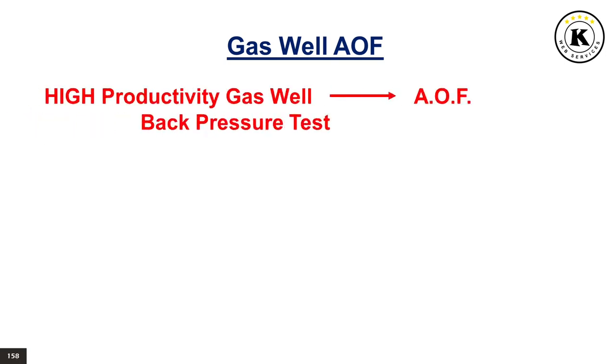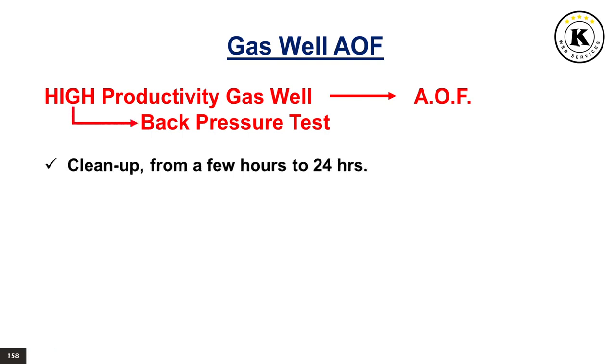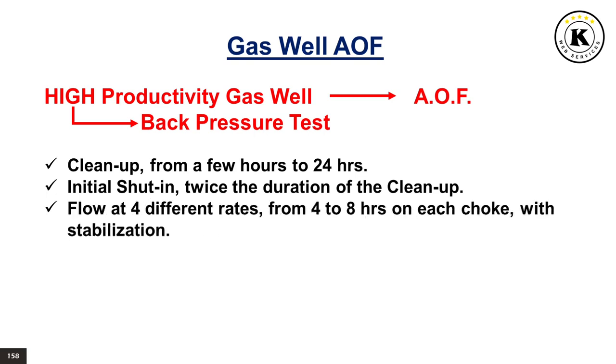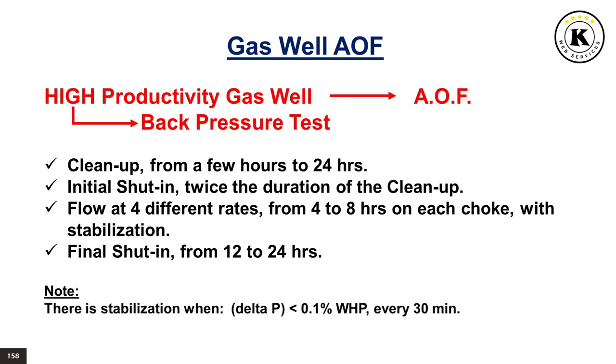For a high productivity gas well, we normally perform back pressure test. A cleanup, from few hours up to 24 hours. An initial shut-in period, twice the duration of the cleanup period. A main flow period at 4 different rates, from 4 to 8 hours on each choke, with stabilization. A final shut-in period, from 12 to 24 hours. Note: there is stabilization when delta P is less than 0.1% of the wellhead pressure every 30 minutes.